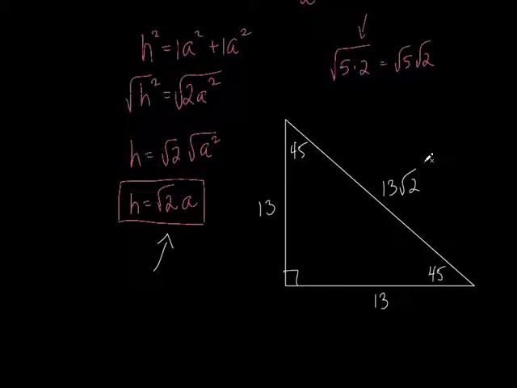You don't even have to do any real math. All you got to do is stick that 13 next to a square root of 2, and that's your answer. Circle it. That's it. That's all you got to do. It is easy. Really easy. Would you agree? Okay.